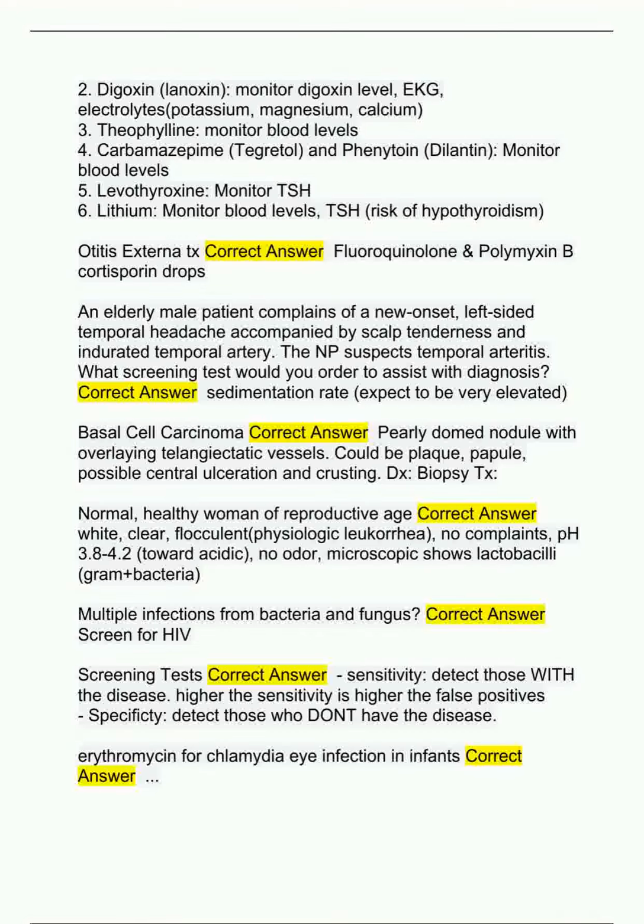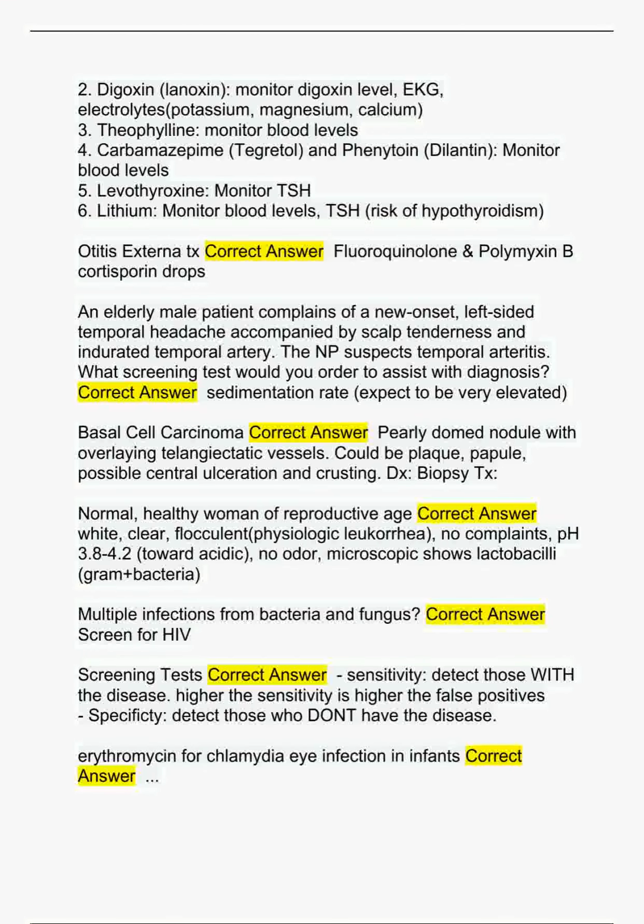Otitis externa TX. Correct answer, fluoroquinolone and polymyxin B, Cortisporin drops. An elderly male patient complains of a new onset, left-sided temporal headache accompanied by scalp tenderness and indurated temporal artery. The NP suspects temporal arteritis. What screening test would you order to assist with diagnosis? Correct answer, sedimentation rate. Expect to be very elevated.